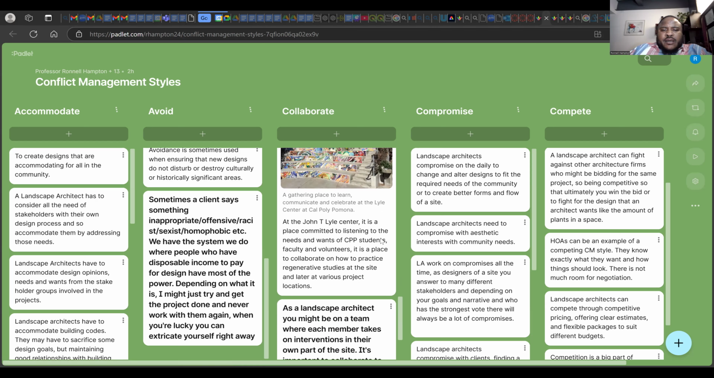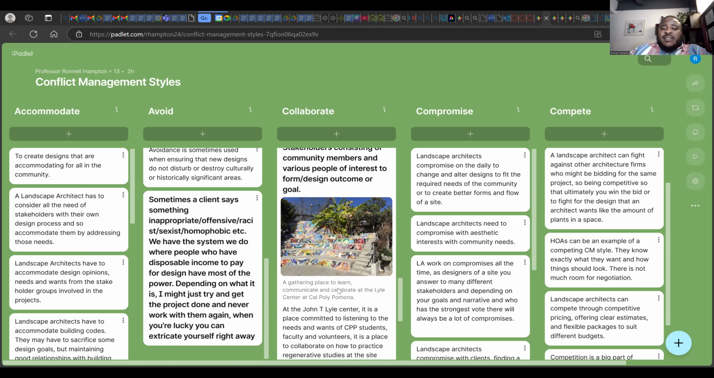So at the John T. Lyle Center, it is a place committed to listening to needs and wants of Cal Poly Pomona students, faculties, and volunteers. It is a place to collaborate on how to practice regenerative studies at the site and later at various project locations. So that's important, right? Because not only is it showing best practices, but it's giving people an experience to engage and participate in those outcomes. So thank you so much for whoever added this entry.